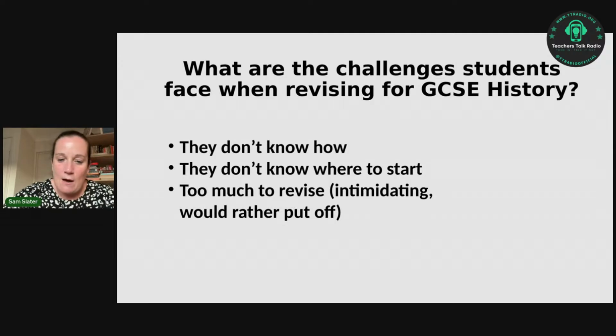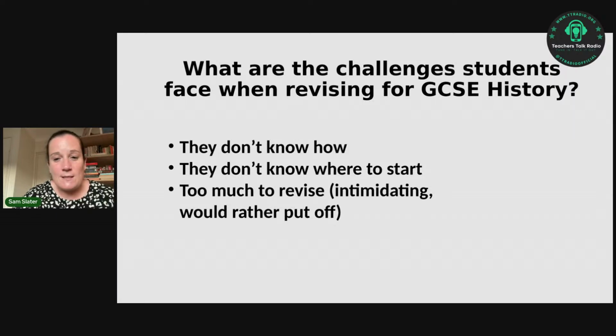I've been at my school now for 2 years, and pretty much immediately what I picked up from the students that I teach is that they want to do well, they want to achieve, they want to arrive on results day, open their envelopes, be proud of themselves, make their parents proud, make me proud. But there's a lot of obstacles for them to overcome to be able to do that. And the most obvious obstacle was they just don't know how. They don't know how to revise.